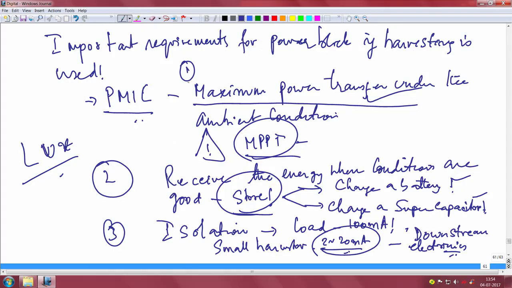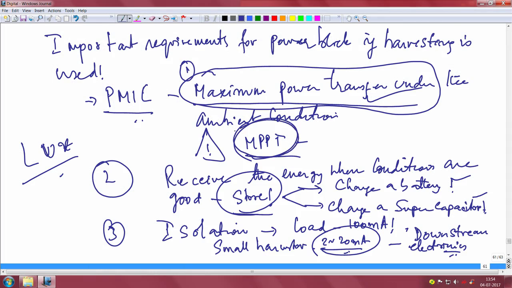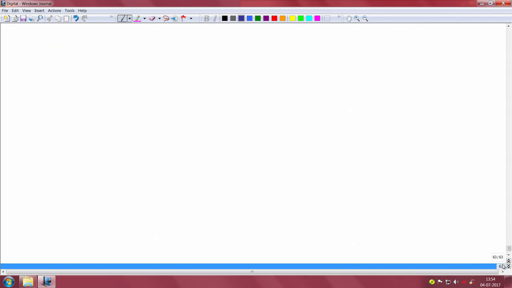So you recall we mentioned the maximum power transfer under ambient condition. Which means you may have to look at maximum power point tracking systems and chips, which are components useful for energy harvesting applications. Okay, so let us see why that is an important thing.